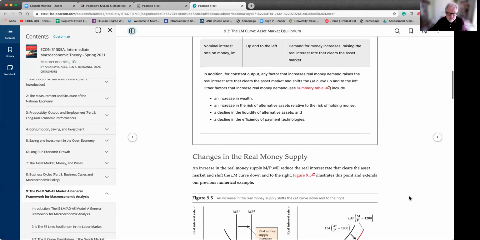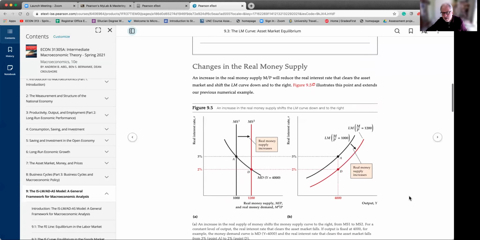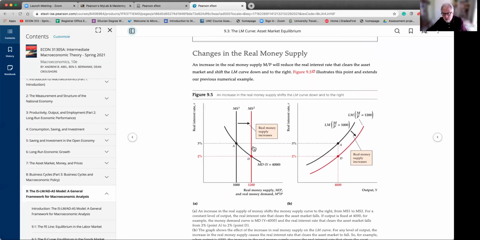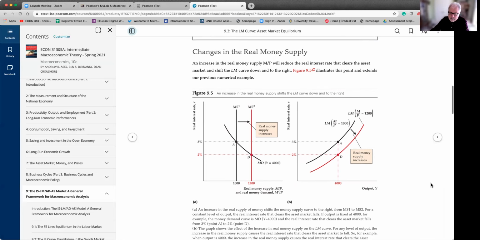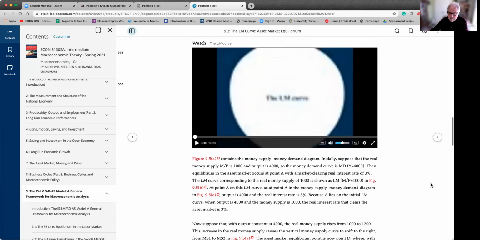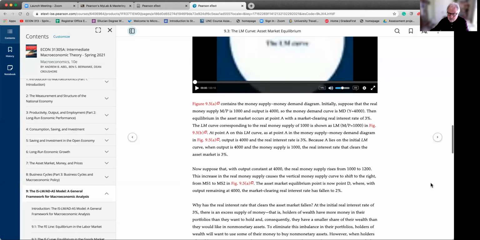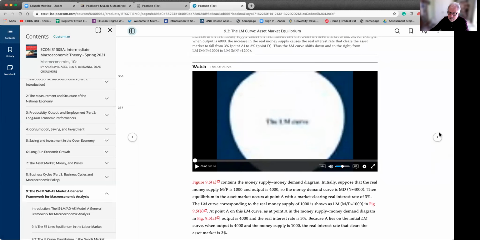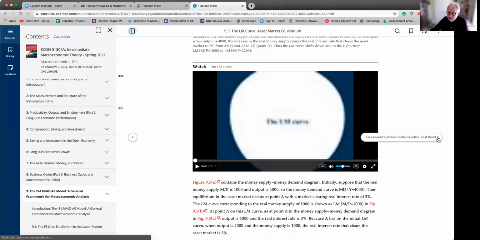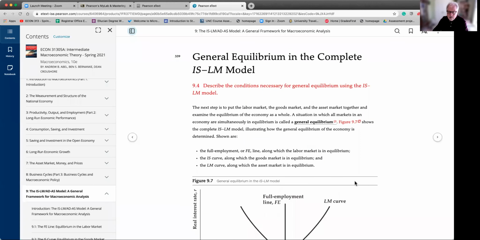So changing the real money supply. This is the one we were just talking about before. Changing the real money supply gives a lower equilibrium real interest rate for a given level of real GDP, Y equals 4,000, and that reduces the equilibrium real interest rate in the money market and shifts the LM curve down and to the right. So you're able to do that for each one of the items in that summary table. And again, there's a video with the text explaining how the LM curve is derived and what causes it to shift. Then we finally put all this together, right?